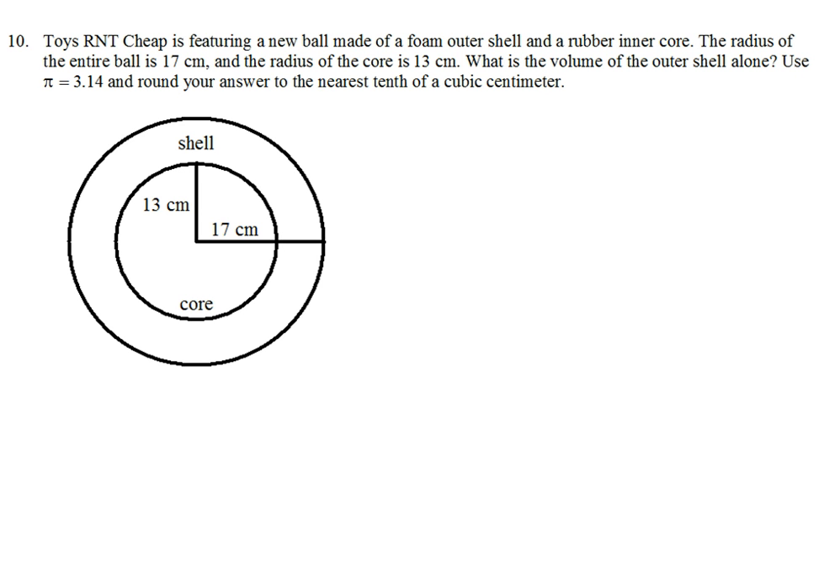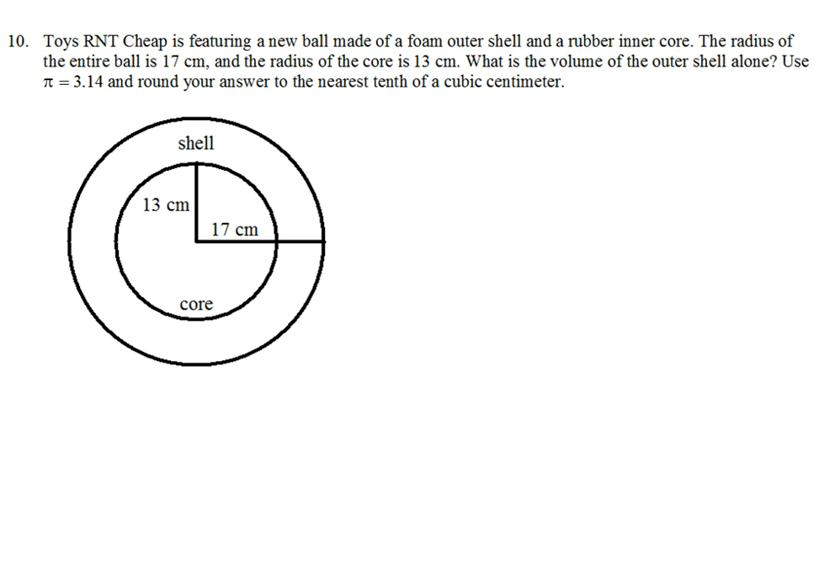And number 10, Toys Aren't Cheap is featuring a new ball made of a foam outer shell and a rubber inner core. This is much like an earlier problem. I think it was number 5, something like that. The radius of the entire ball is 17 centimeters and the radius of the core is 13 centimeters. What is the volume of the outer shell alone?